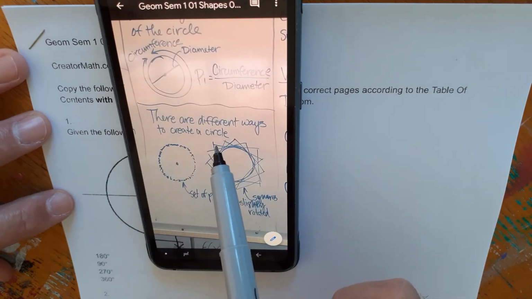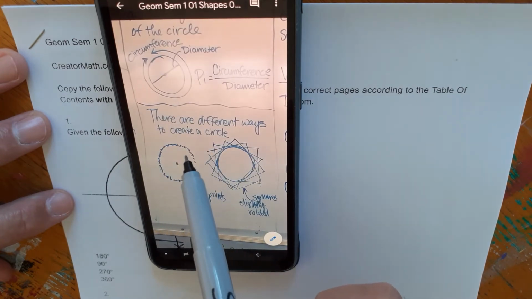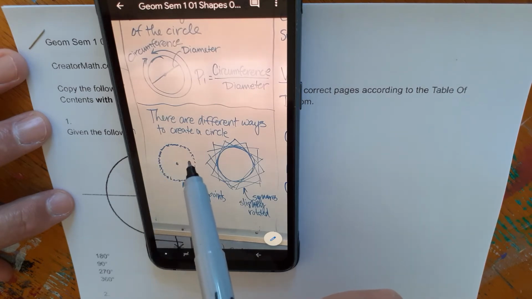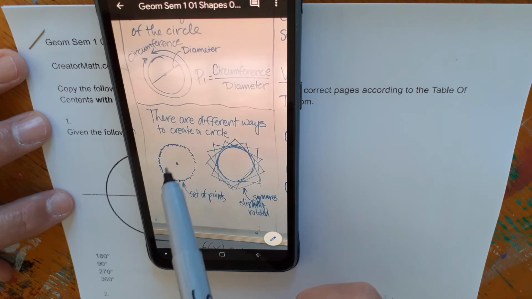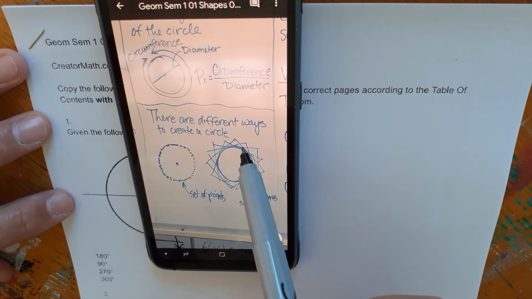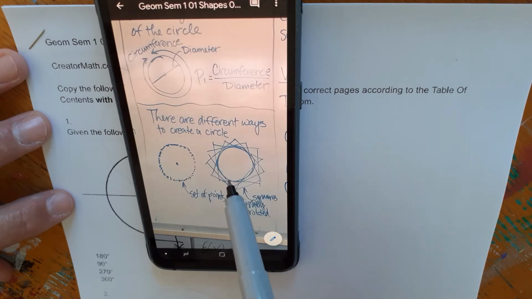There are different ways to create a circle. It's a set of points an equal distance from one point called the center. That means if you just took a dot, dot, dot, dot, dot, and went all the way around the circle, you'd create the circle. So the circle is not this area in here. The circle is this thing right here. That is the circle.